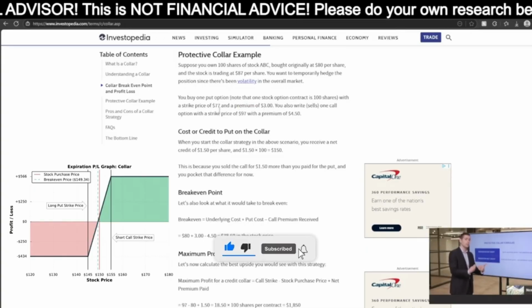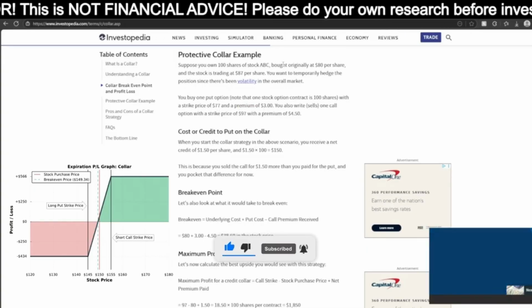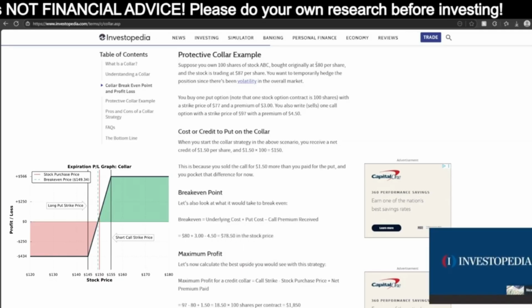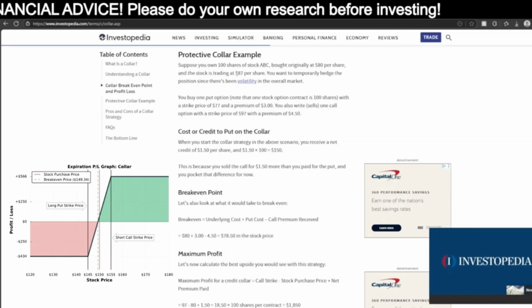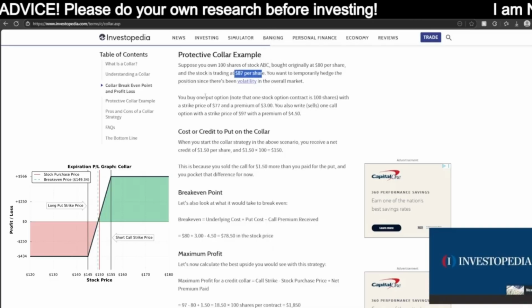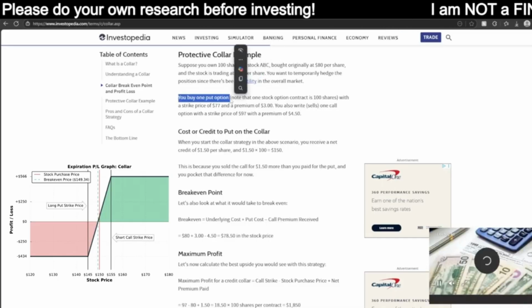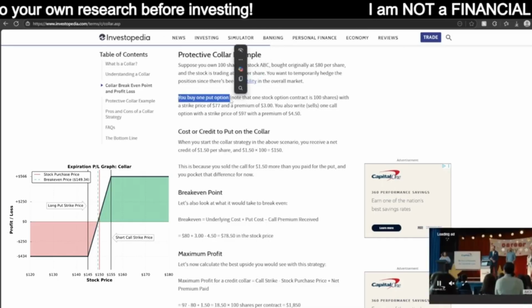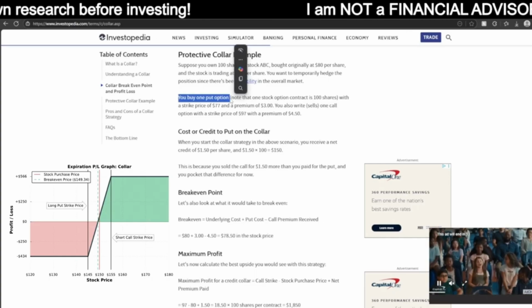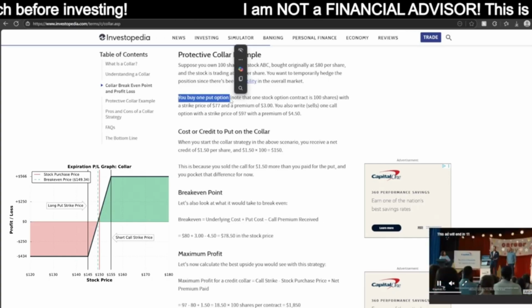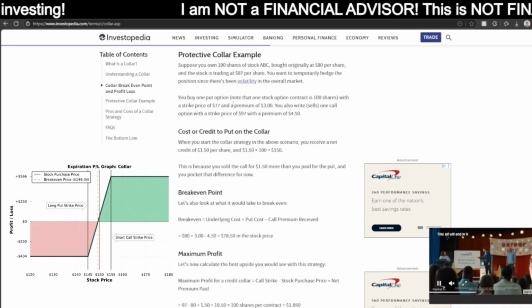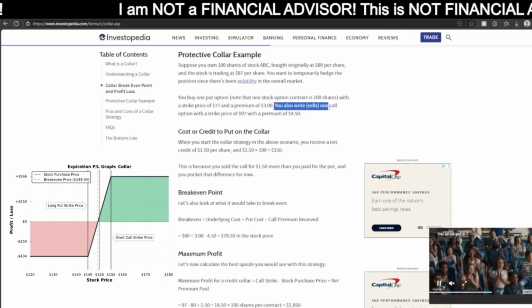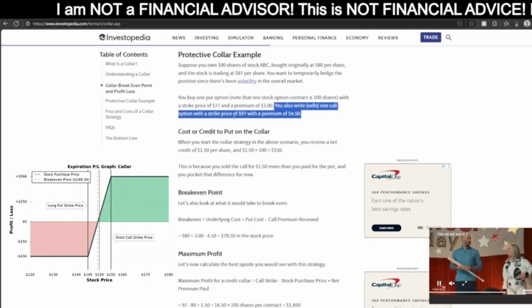What it's doing is protecting the downside, because if your shares come down to 87, or like 85, or $80, the option you're buying here becomes worth more. So even though your shares lose value, the put option you buy gains value, and it offsets those losses a little bit. Now, what you could also do is sell one call option with a strike price of $97.